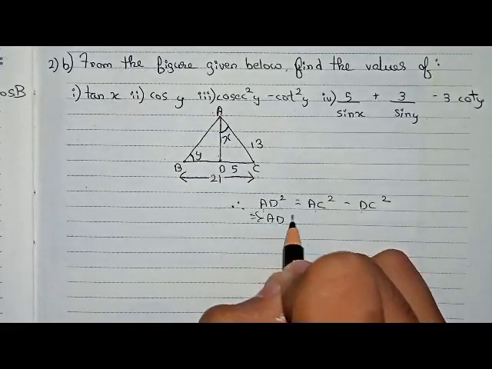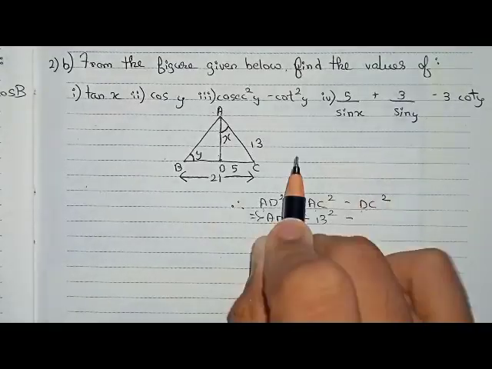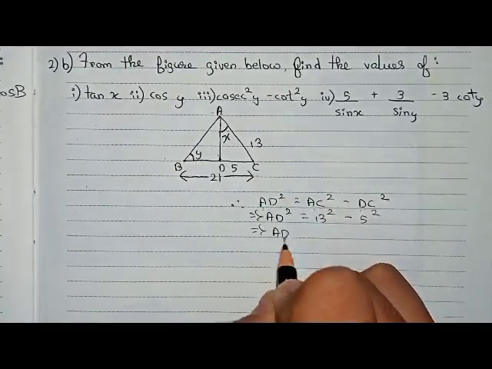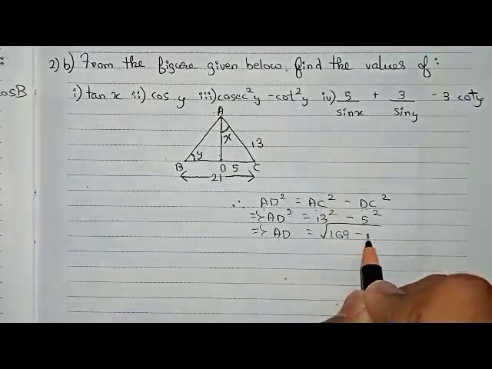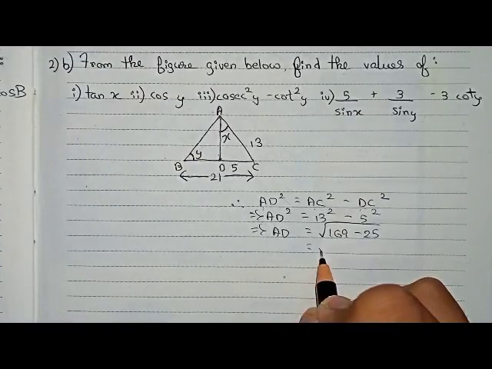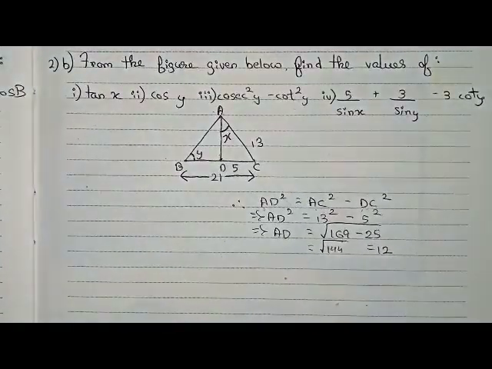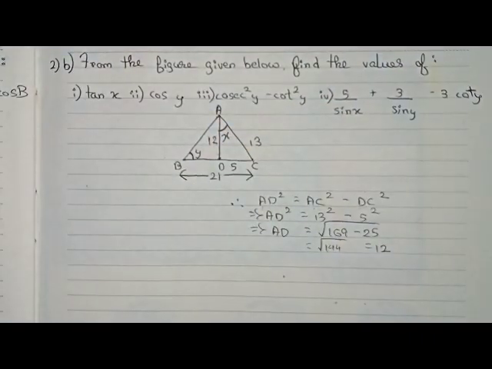So AD square will be equal to AC, that is 13, 13 square minus DC square, that is 5 square. So AD will be equal to root over 13 square 169 minus 5 square 25. That is equal to root over 144. That is equal to 12. So therefore this AD will be 12.